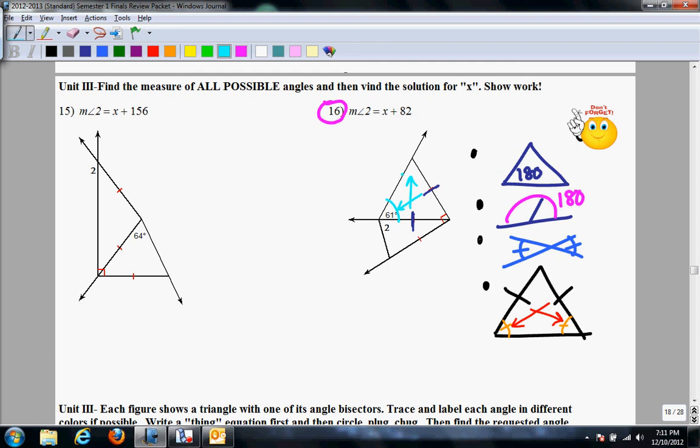So if this is 61, over here must also be 61. Now we add 61 plus 61, and we get 122. We're going to go 180 minus 122. We get 58. So that means this is 58. And of course, you should notice that there's a 90 degrees here. So 58 away from 90 gets you that pink angle.